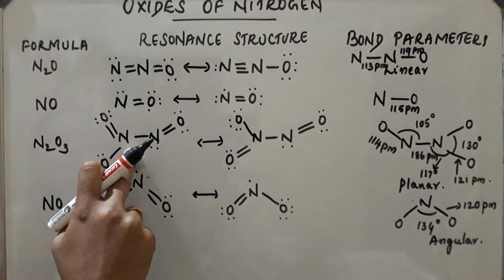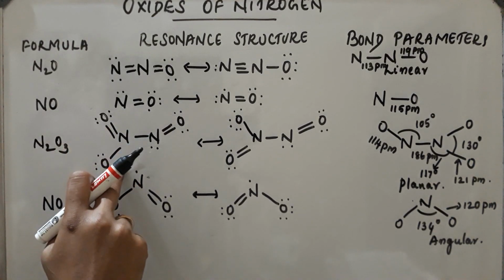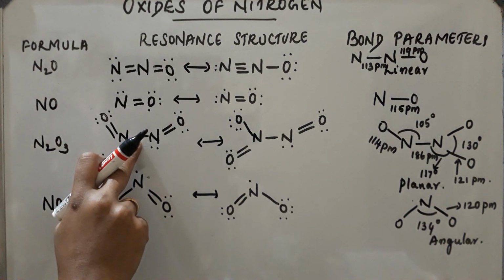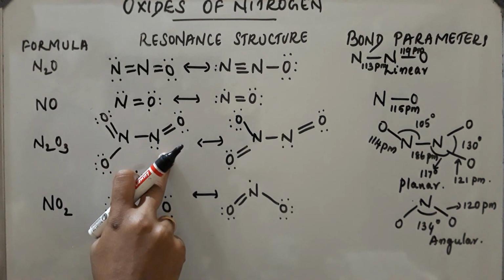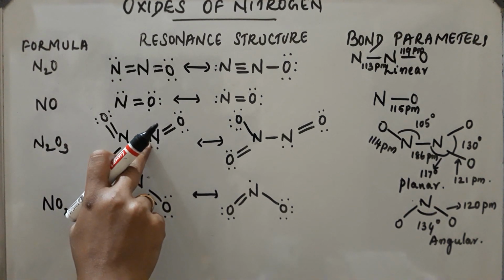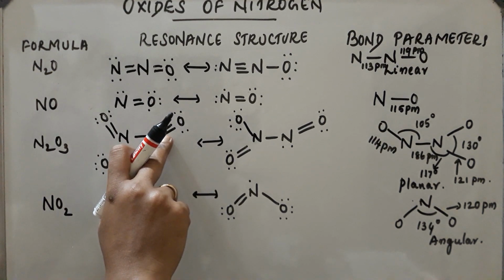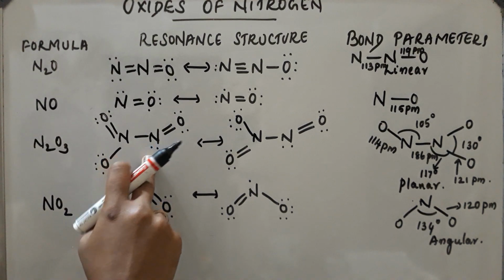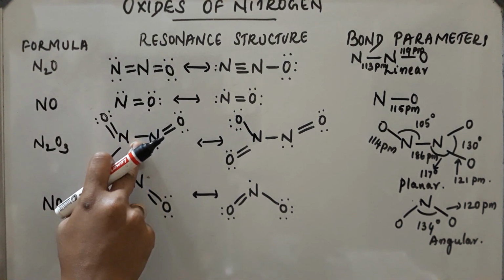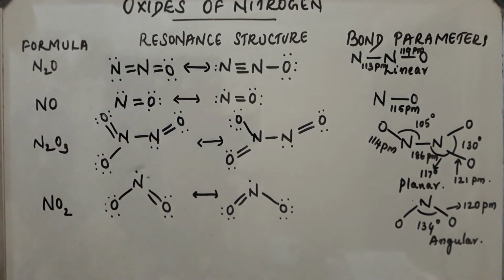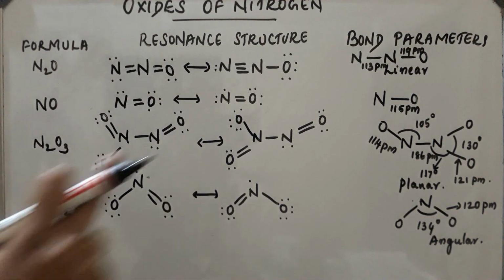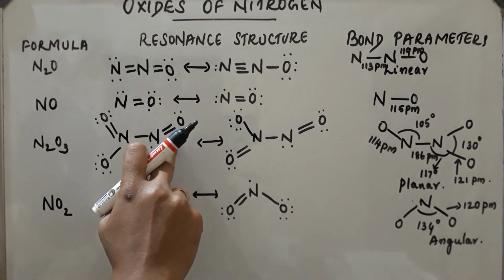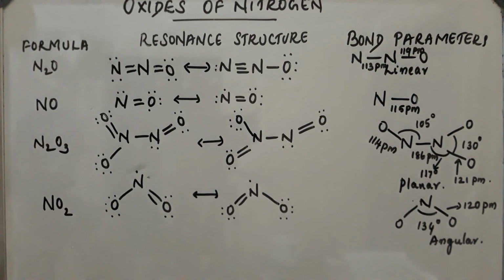So nitrogen contains 1, 2, 3, 4. 1 electron here is used for sharing. And what about here? Here 1, 2, 3 from this nitrogen and 2 from this nitrogen, so total 5 electrons are used. So total 5 electrons, 1 electron used for sharing here and 2 electrons are used for sharing here. What about oxygen? 4 electrons left, so 2 electrons are used for sharing.